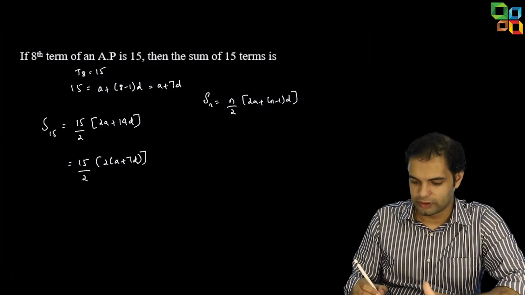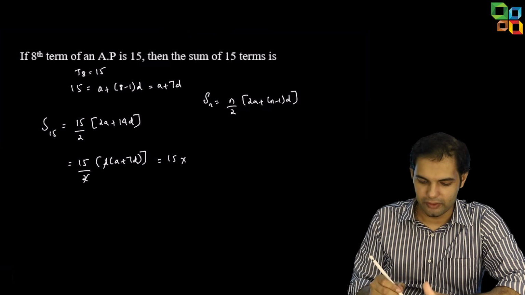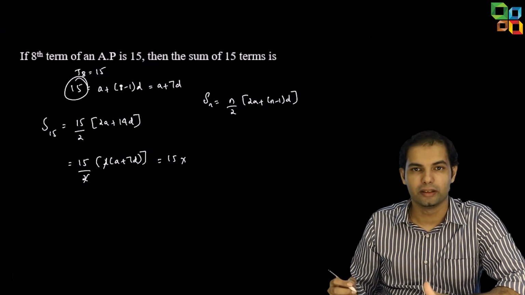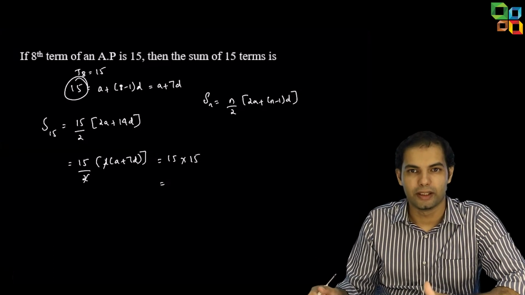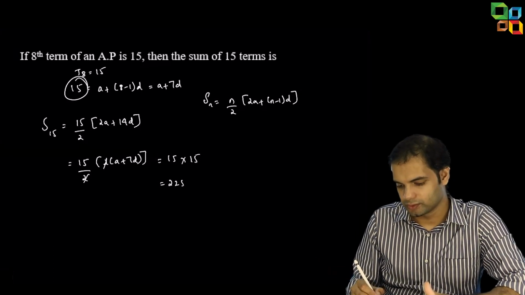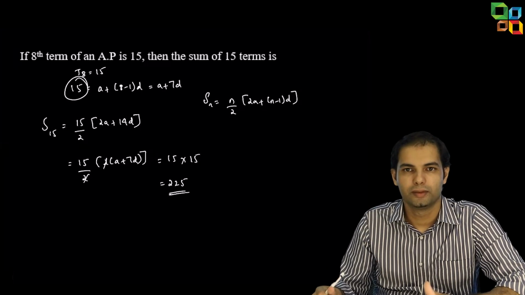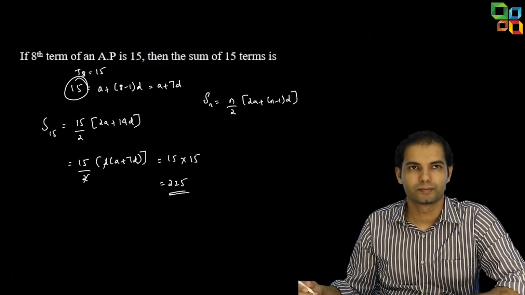So we'll simply substitute. This 2 will get cancelled, so it's 15 times a plus 7d. A plus 7d is 15, which we already found. So it's 225. Right? Okay. Next one.